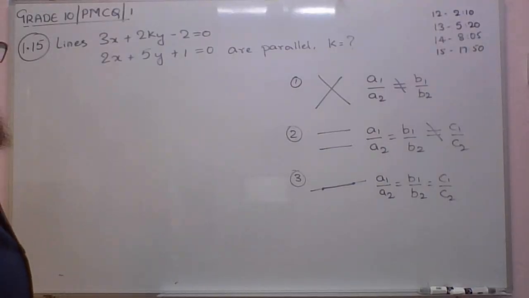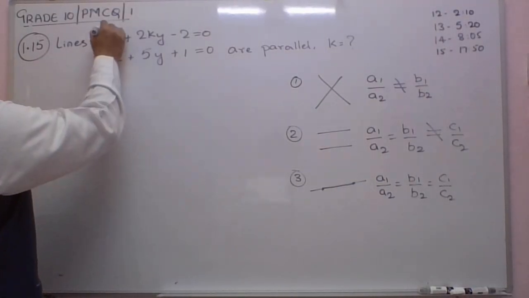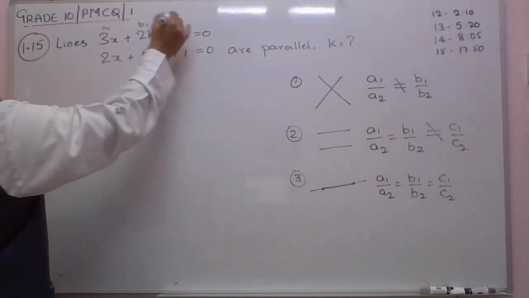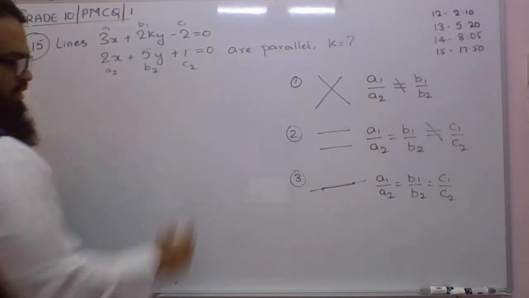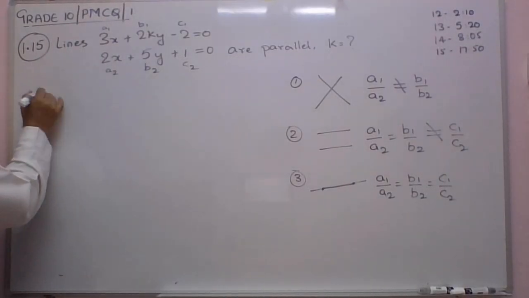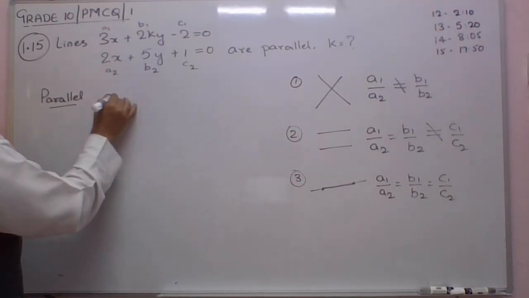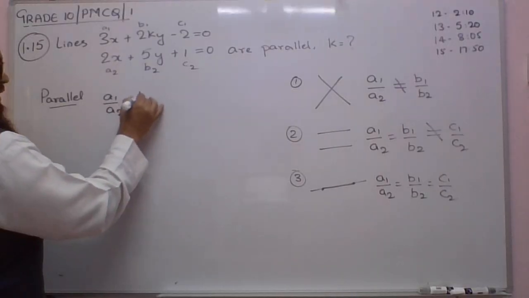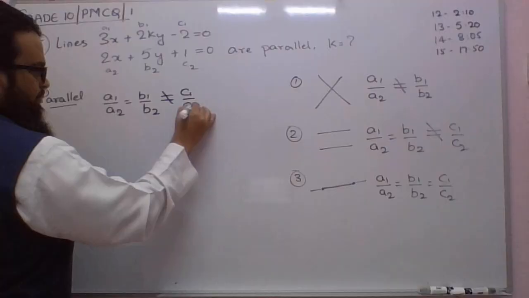Understood? So now he is saying that they are parallel. So this is A1, this is B1 and this is C1, this is A2, B2 and C2. Write these things in rough at least. You will remember. Now what is he telling? Those are parallel. So what is the situation for parallel? For parallel, A1 by A2 is equal to B1 by B2 is not equal to C1 by C2.